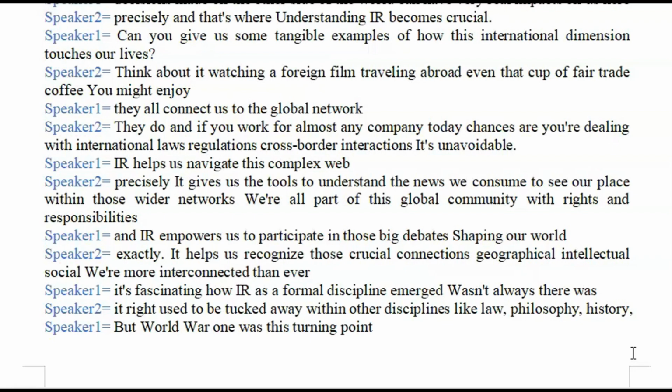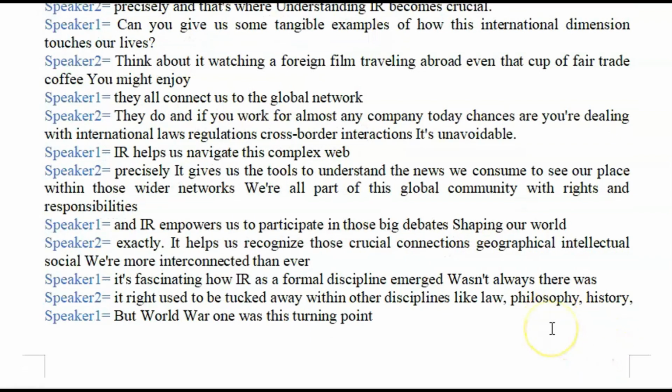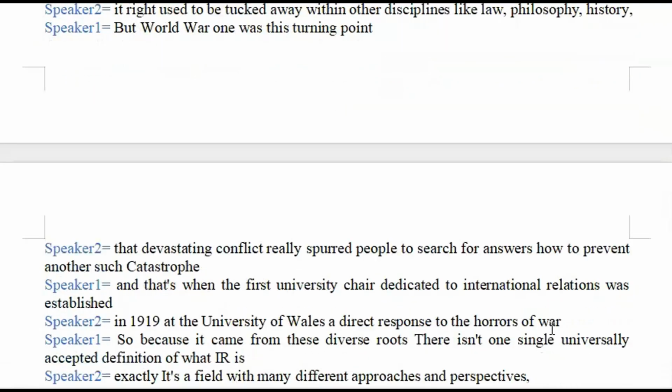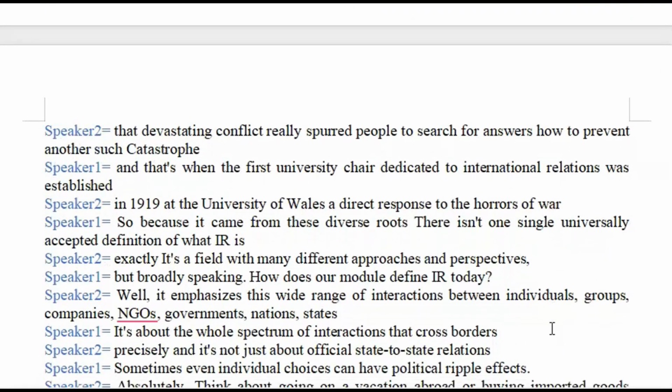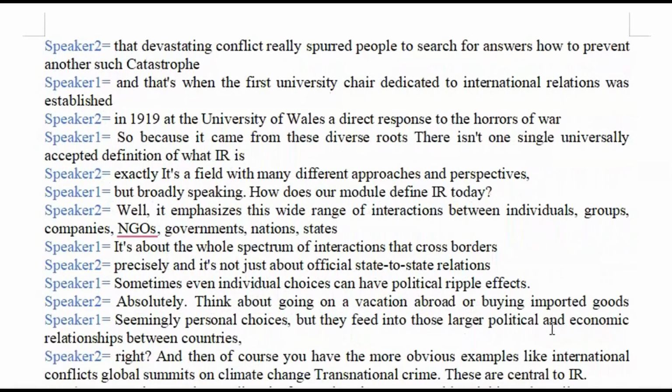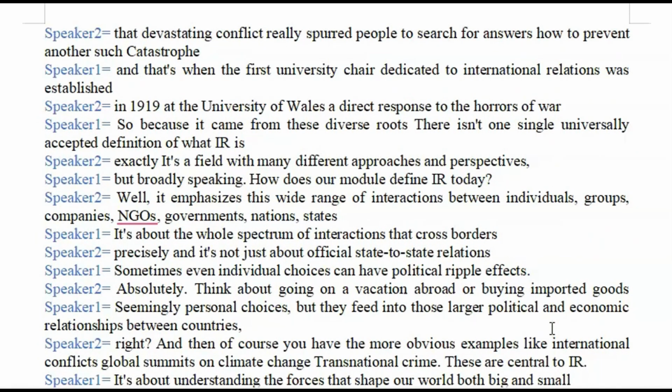It's fascinating how IR as a formal discipline emerged. Wasn't always there, was it? Right. Used to be tucked away within other disciplines like law, philosophy, history. But World War I was this turning point. That devastating conflict really spurred people to search for answers, how to prevent another such catastrophe. And that's when the first university chair dedicated to international relations was established. In 1919 at the University of Wales, a direct response to the horrors of war.